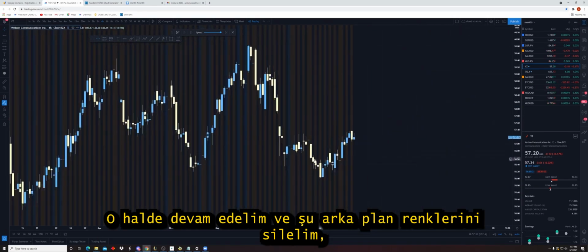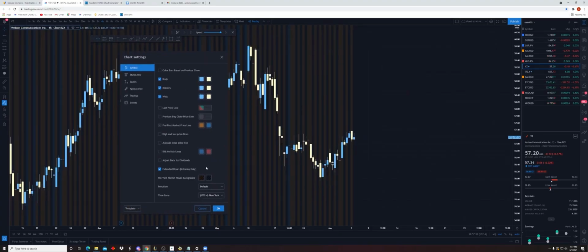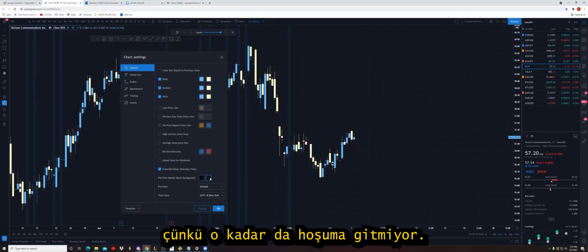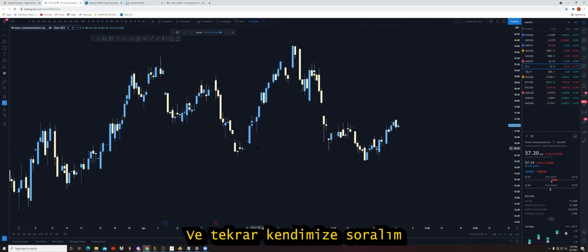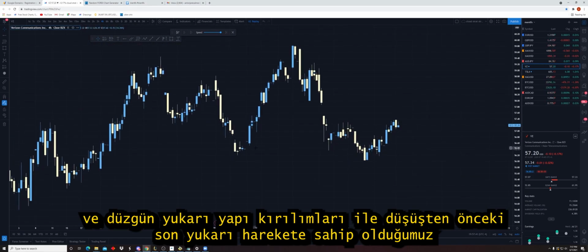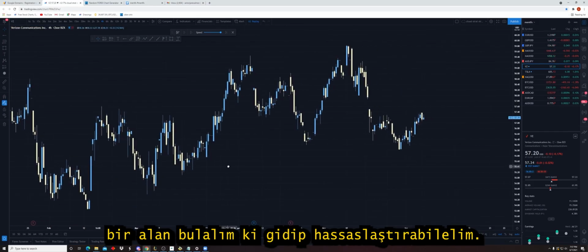So let's go ahead and delete these background colors because I don't like them that much. There we go. Fantastic. And let's again ask ourselves and find an area where we had the last up move before the down move with proper breaks of structure higher that we can go and refine.